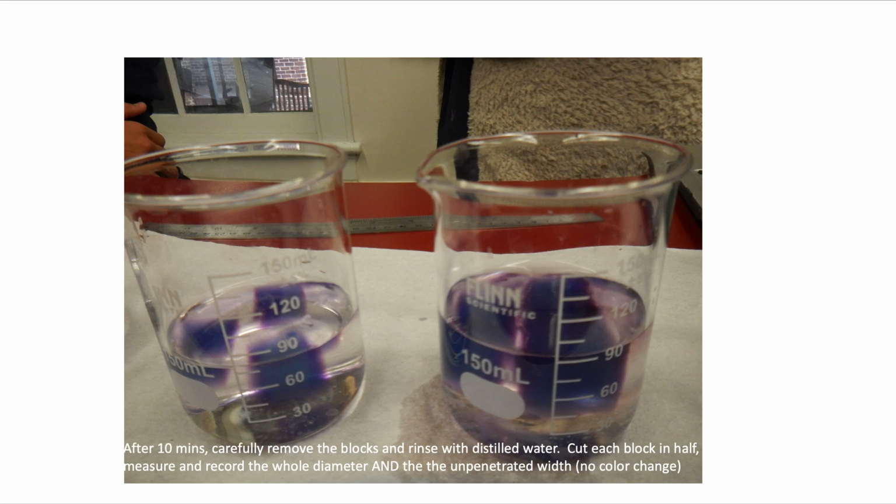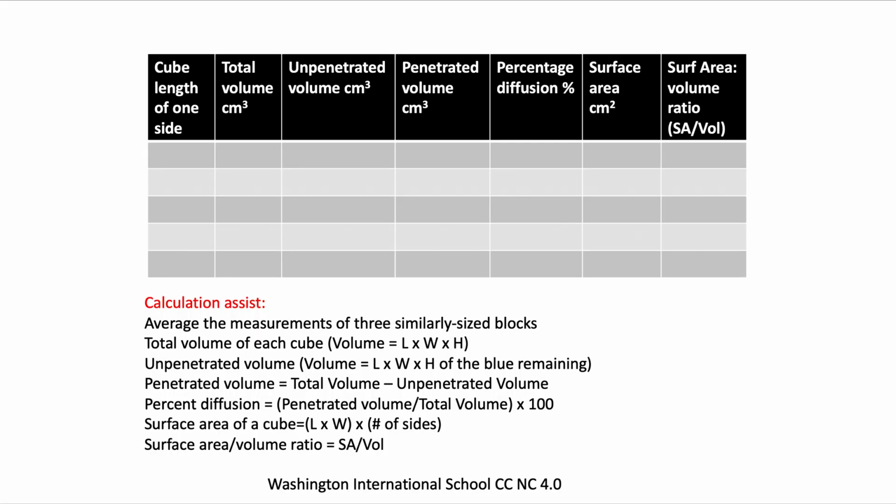And you can rinse them with distilled water, and then cut each block in half, record the whole diameter, which you should know from your original cutting measurements, and then the unpenetrated width, here the blue where it hasn't changed colour. Data table: you can pause this to read the calculation assist below so that you know what you're putting in each of the columns. And the cube length will be one of your 5 different cube widths.